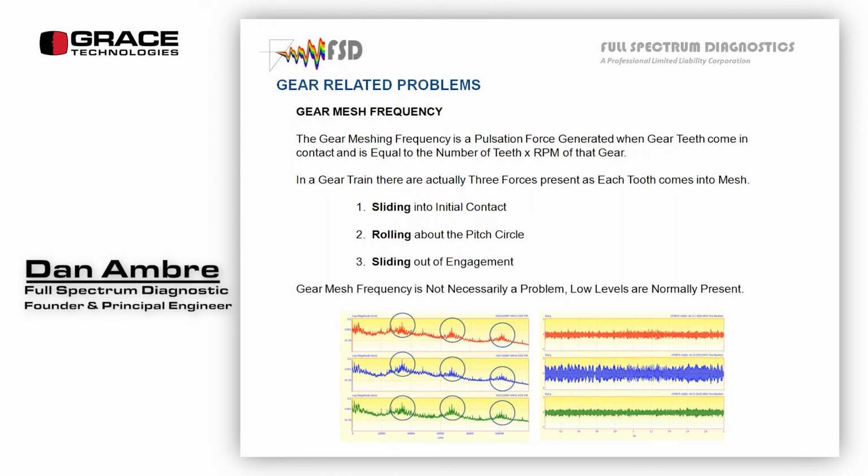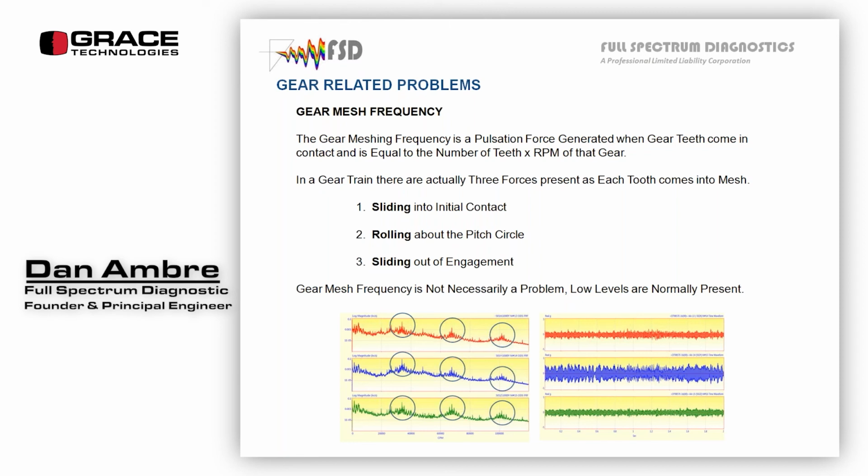It'll roll about the pitch circle, and then it'll slide out of engagement. And then on to the next tooth. And 31 teeth later, if you have 31 teeth, you've made one revolution. So the meshing frequency is how often this sliding, rolling, sliding goes into effect, and that depends on the tooth count.